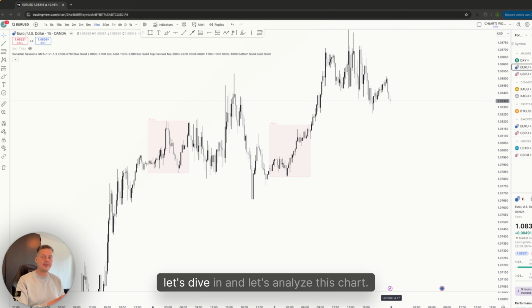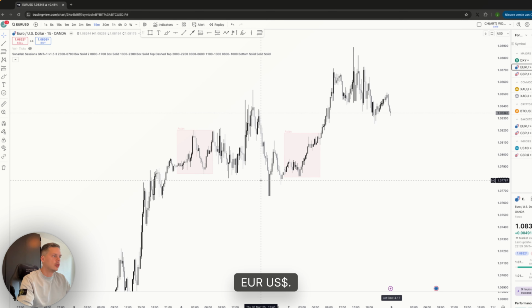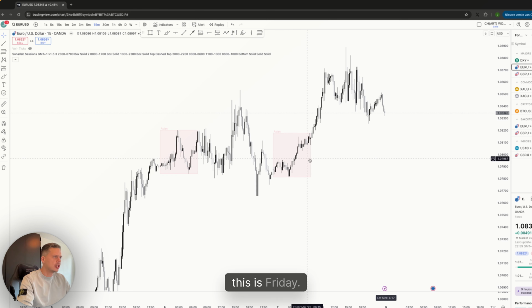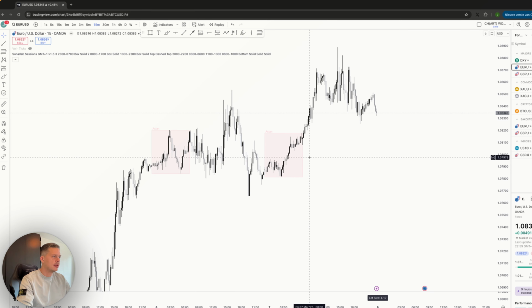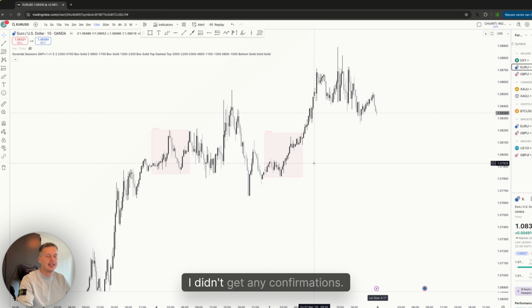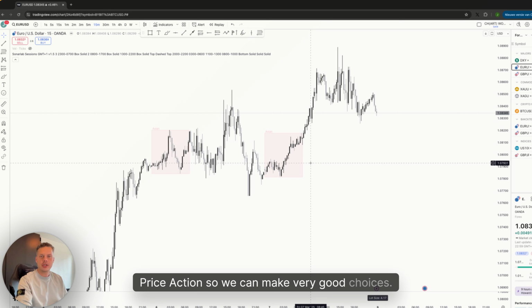All right, let's dive in and let's analyze this chart. Currently, we are on the 15-minute time frame on Euro US dollar. And I was looking, this is Friday, I was looking for longs in this area, but I didn't get any confirmations. But we have to understand and we have to read price action so we can make very good choices. And the way I approach the market, honestly, is the only way that really makes sense to me, and it should make sense to you.